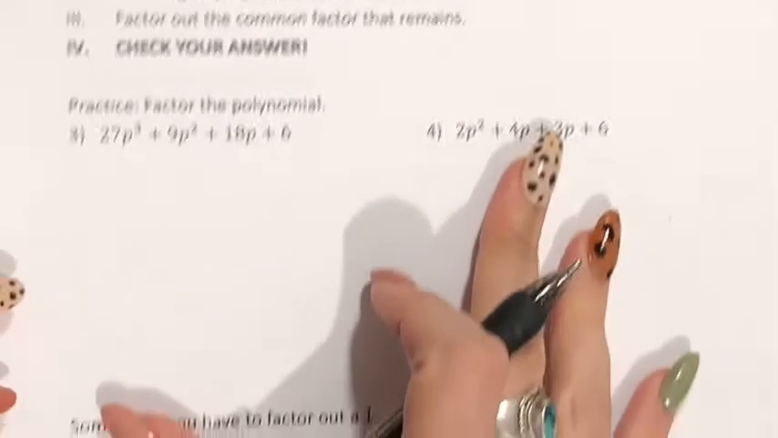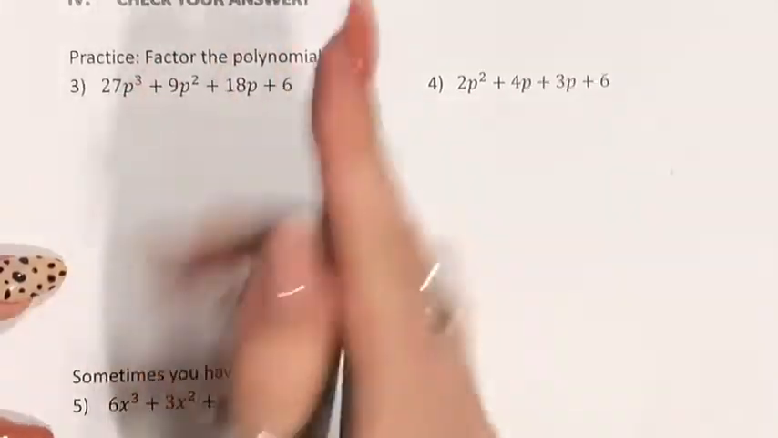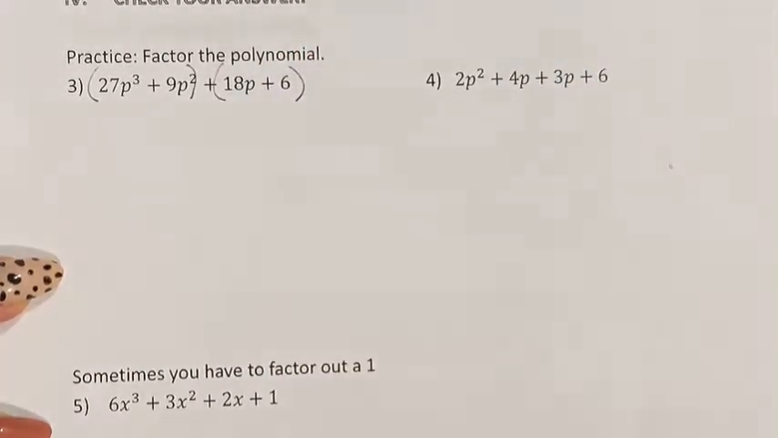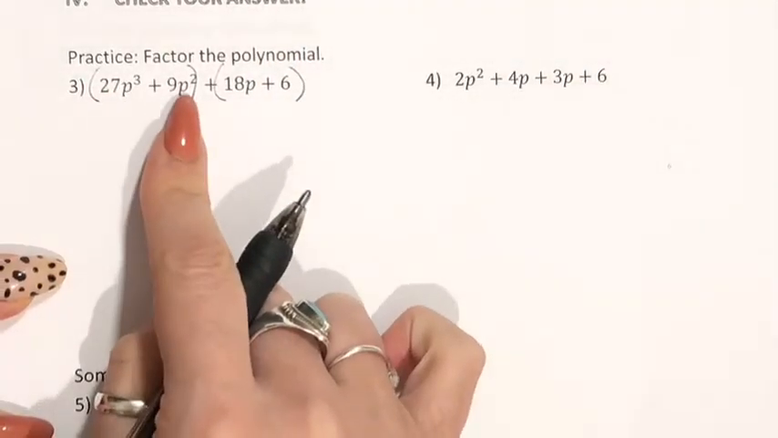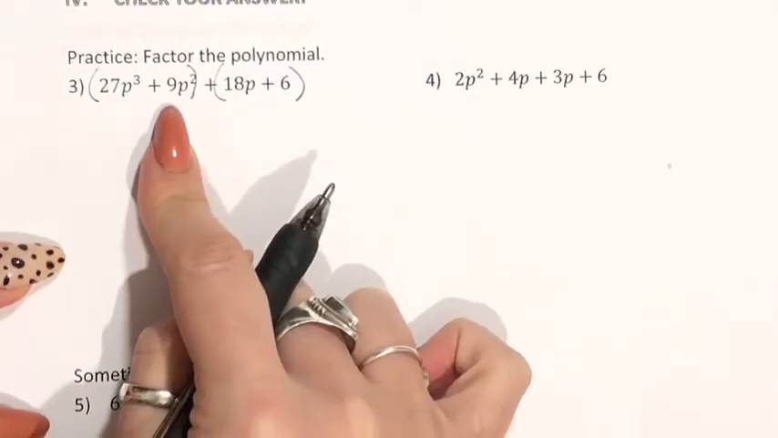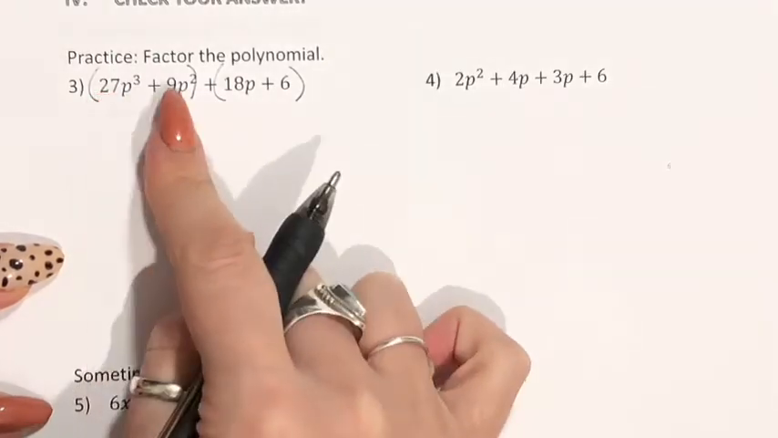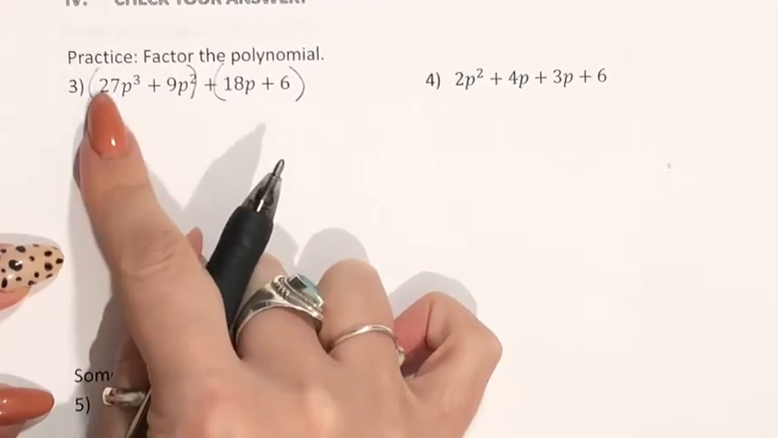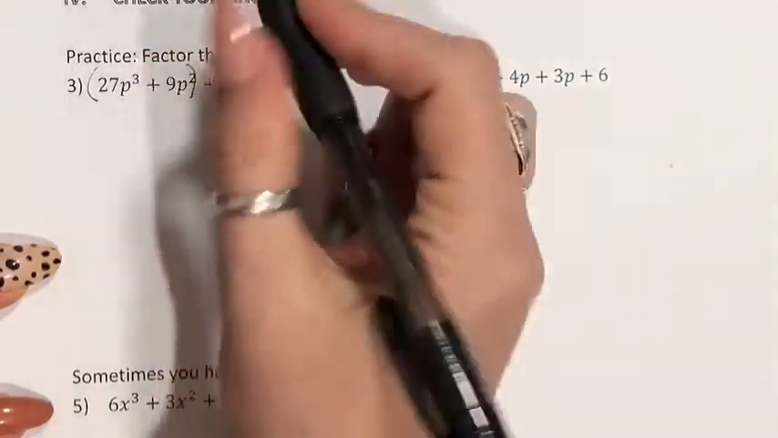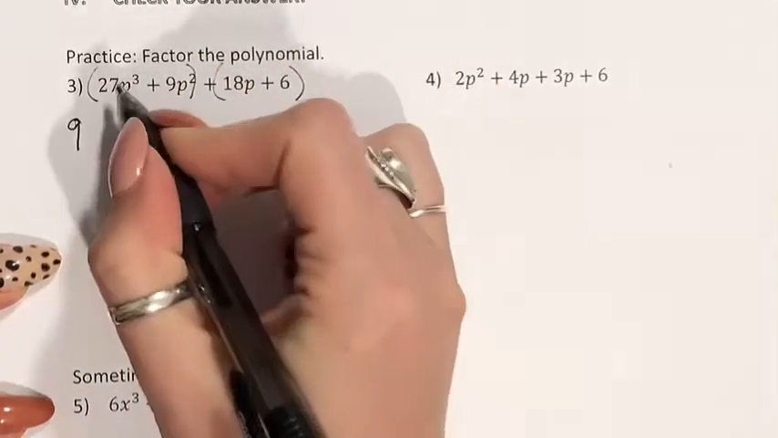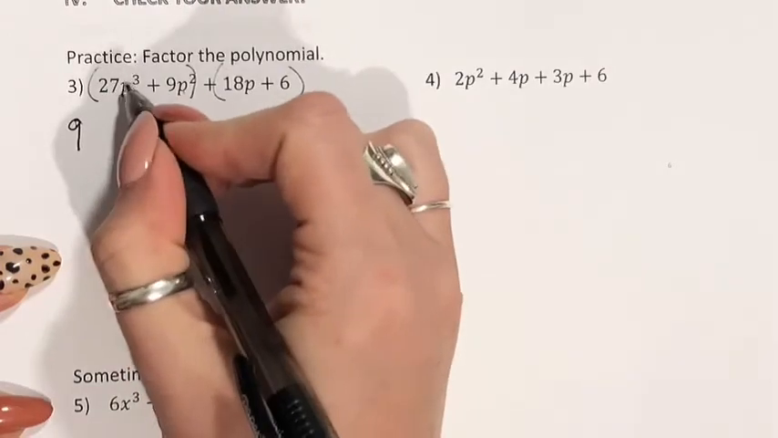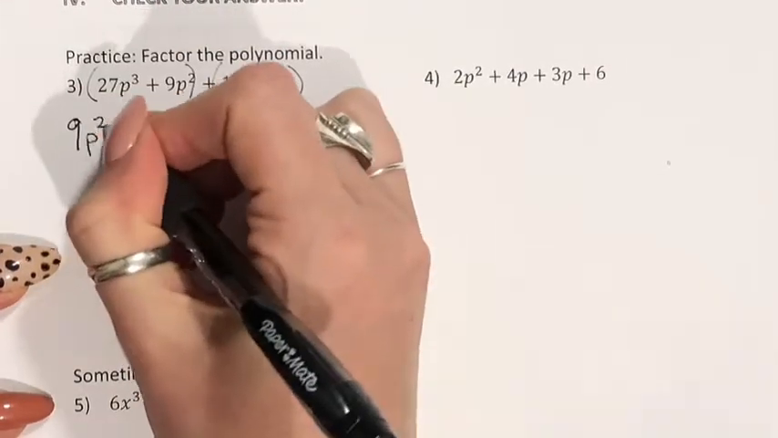So let's look at this example right here. First step is we're going to break it into 2 parts. So I'm going to do those 2 groups of 2. And then now we're going to look at the 2 terms in this group, 27p cubed and 9p squared. So looking just at the numbers for 27 and 9, I know that 9 goes into 27. 9 times 3 is 27. So 9 is going to be our common factor for the number. And then we have a p cubed and a p squared. So since this one has 2 p's to give up, we can take 2 p's away from this one as well. So we're going to take a p squared out.